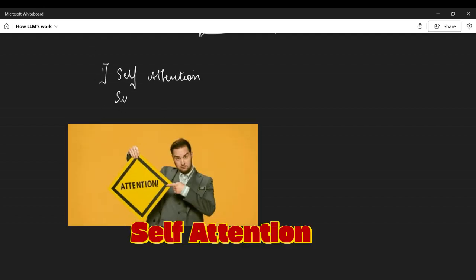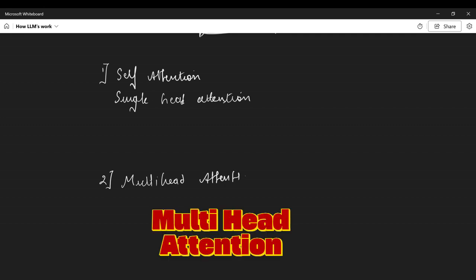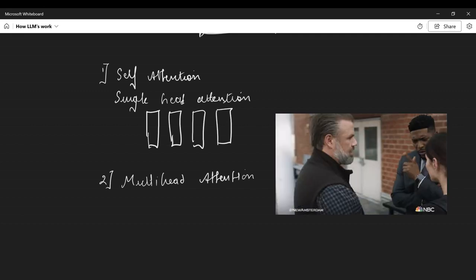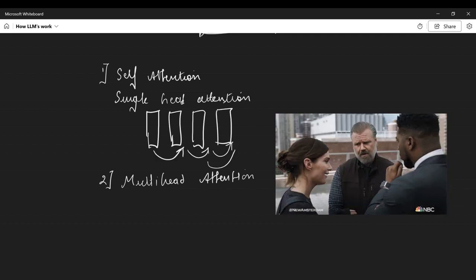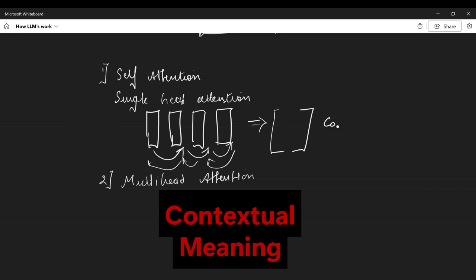There are two concepts here. One of them is self attention, which is also called single head attention, and the second one is multi-head attention. In single head attention, all the vectors talk to each other, and hence they come out with a clear contextual meaning.